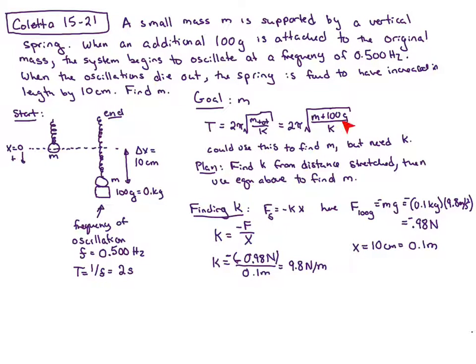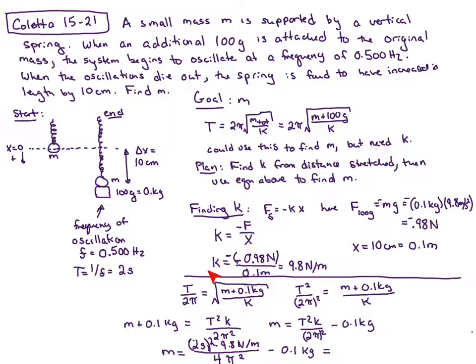I want to be careful because I wrote 100 grams in here, but really I want my mass in kilograms because everything else is going to be standard, right? This is newtons per meter, and newtons has kilograms embedded in it. So I'm going to need to be careful and rewrite that in kilograms when I move forward. All right, and the rest is really just algebra.